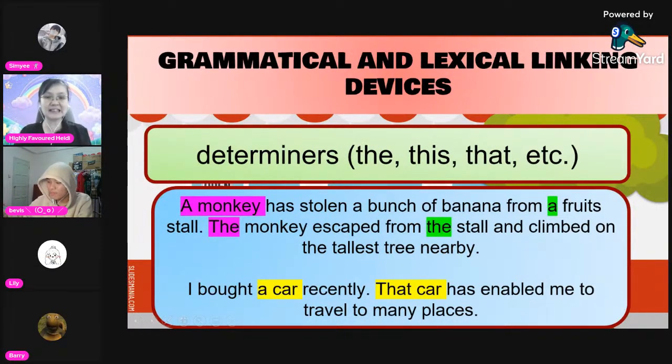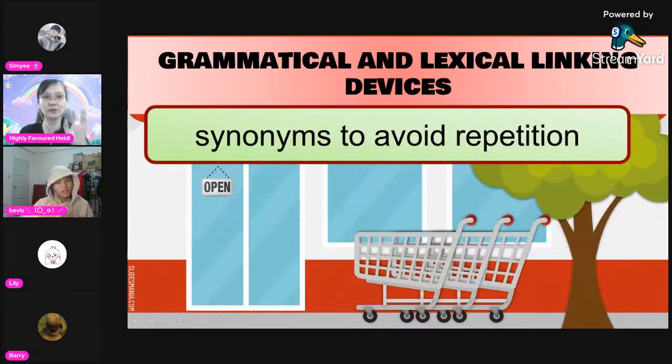After that, I bought a car. Initially, you say "I bought a car." Then after that, "that car". So you're referring to that particular car, not any other car. Maybe your house has three cars. One belongs to your father, one belongs to your mother, and one is yours. But you're not referring to your father or mother's car, but to that car that you have just bought. So this is also under cohesive devices, as well as under grammar. Now synonym to avoid repetition. I also mentioned this to you. So this is also under cohesive devices.